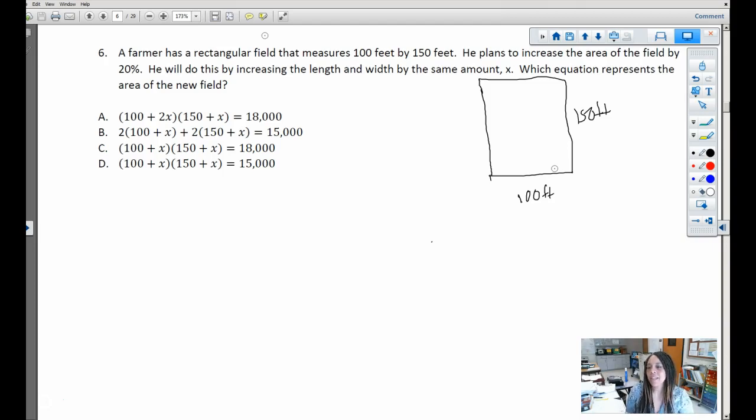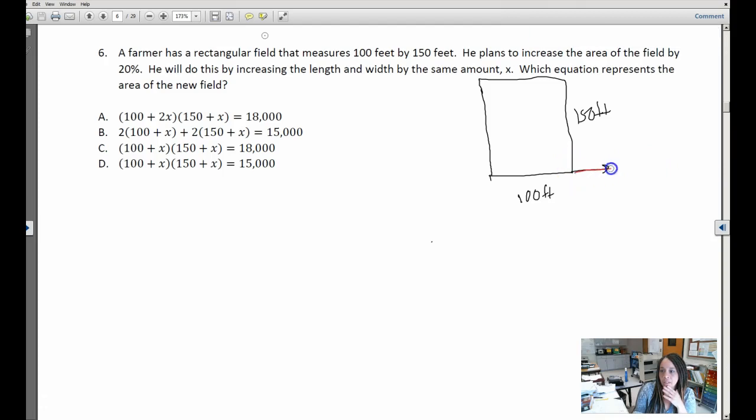He plans to increase the area of the field by 20%. So he's going to do this by increasing the length. So the length will go this way. Let me use that in red for you. The length's going to go this way, 20%. And then the width this way, 20%.